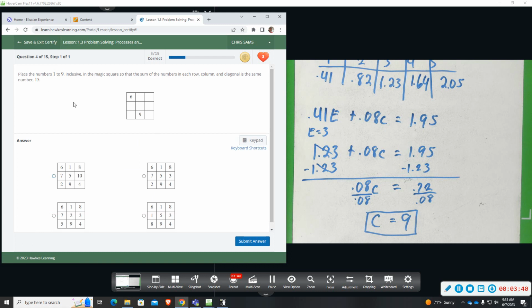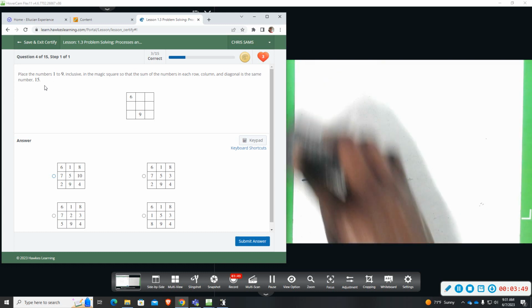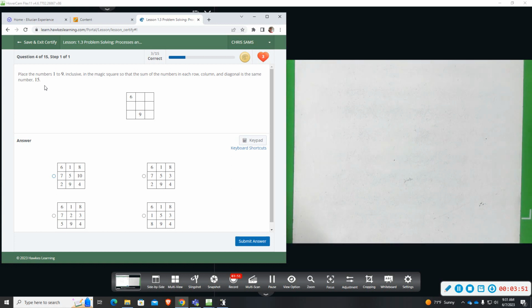Okay, so this is that box pattern. So this problem, again, is another guess and check problem. There's no formula or straightforward way that you can calculate this. So the process that they use online, if you want to try to figure out the box yourself, it tells you that you're going to place the numbers 1 through 9 in this magic square so that the sum of each row, each column, and the diagonal is the same as 15.